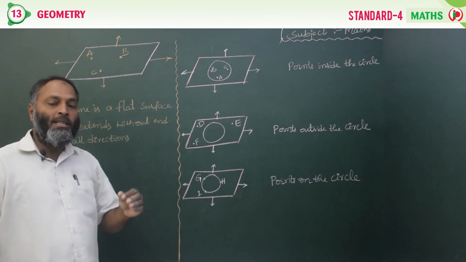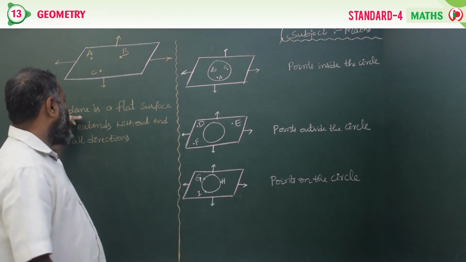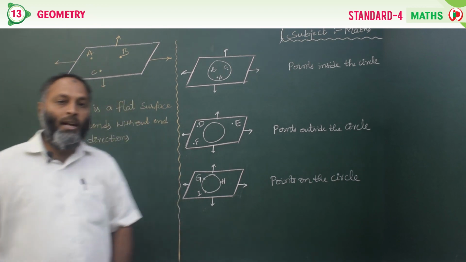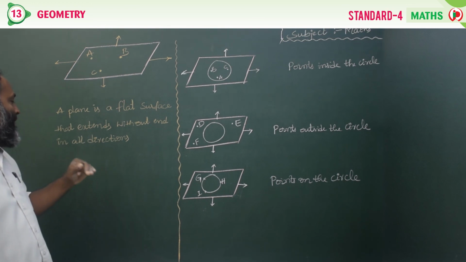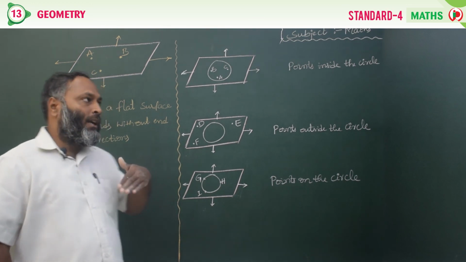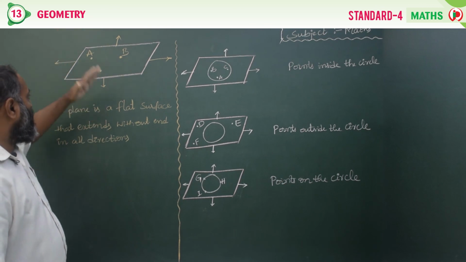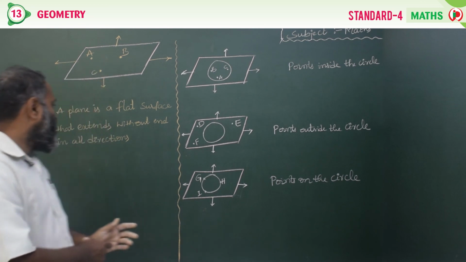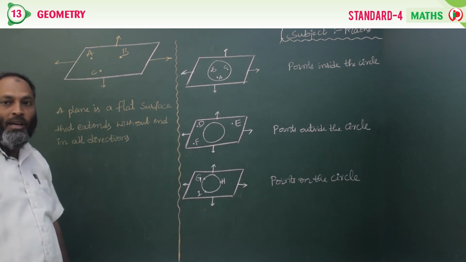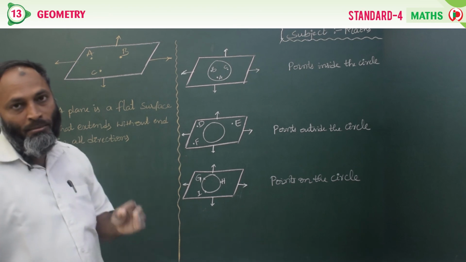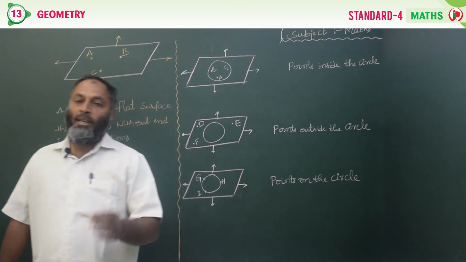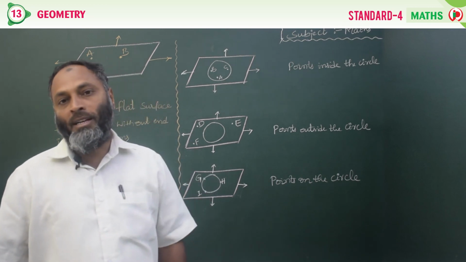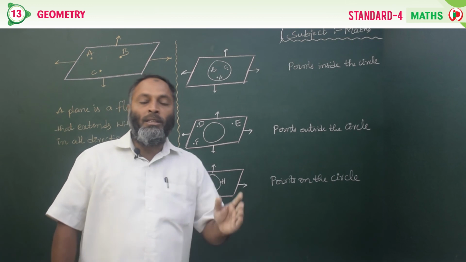Okay, so what is a plane? A plane is a flat surface and it extends without end in all directions. It means it will extend up and down, left and right. So in all directions it can extend without end. Okay, so this is about a plane. A plane means a flat surface area. An example for a plane is the table surface. The table surface is a flat surface, so that is a plane.